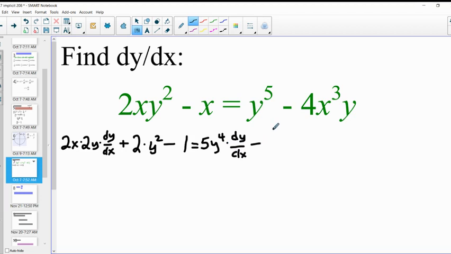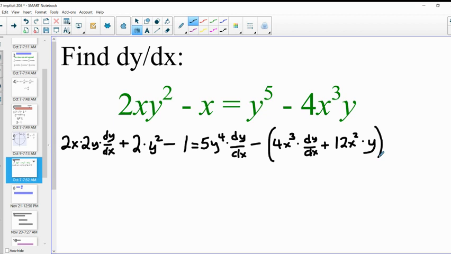And then minus, I'm going to put a big parenthesis here because I'm subtracting the derivative of this product, and I don't want to miss out on any terms. So I will have 4x cubed times the derivative of y. I'll call that dy dx. And then the other half of the product rule, the derivative of 4x cubed is 12x squared times y.